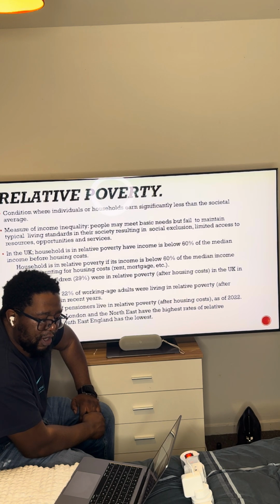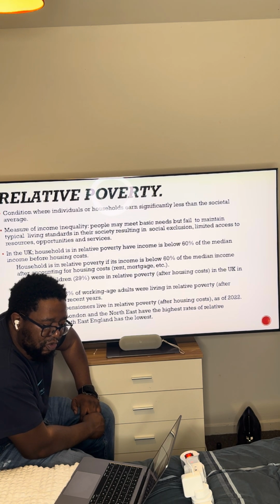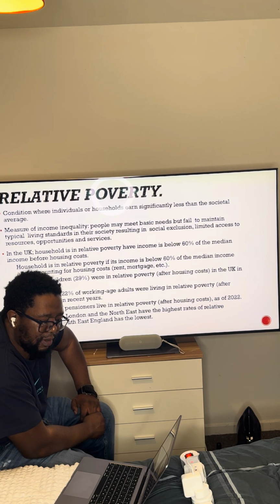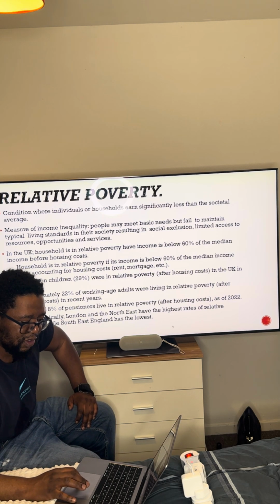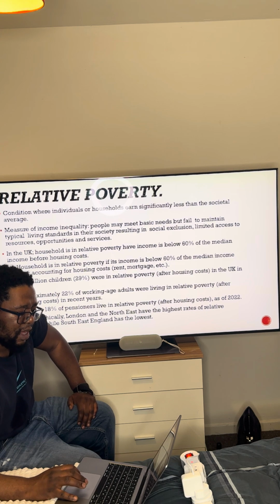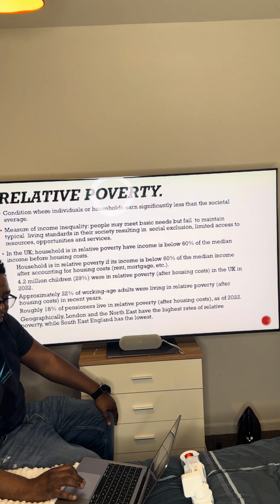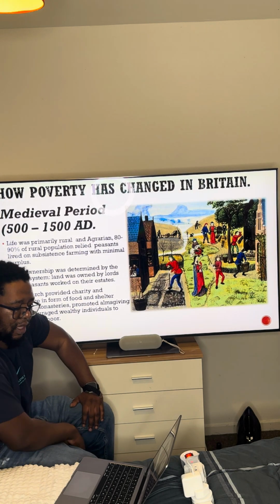4.2 million children, meaning 29% of the child population, were in relative poverty after housing in 2022. Approximately 22% of working age adults were living in poverty after housing costs in recent years. Roughly 18% of pensioners live in relative poverty after housing costs as of 2022. Geographically, London and East London have the highest, and Southeast England the lowest, rate of poverty.